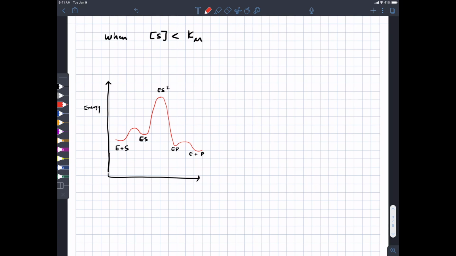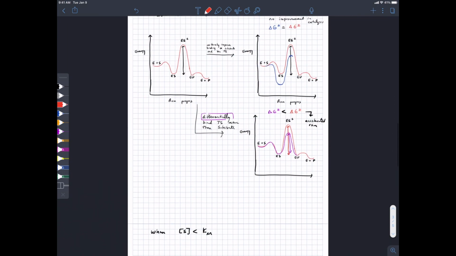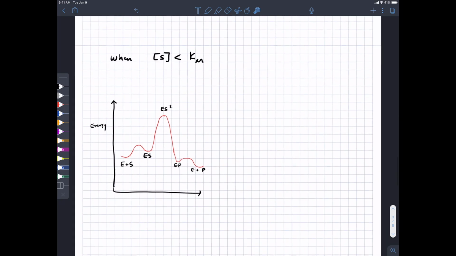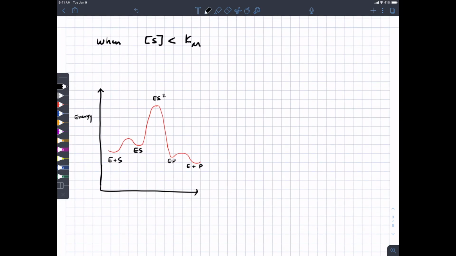Okay, so what is our activation energy here? Notice above, when substrate concentration was greater than Km, activation energy was the difference in energy between the enzyme substrate complex and transition state. Here, though, it's actually the energy not between the complex and the transition state, but between the starting material and the transition state. We've got a bigger hill to go up if the enzyme substrate complex is higher in energy than the enzyme and the substrate are.